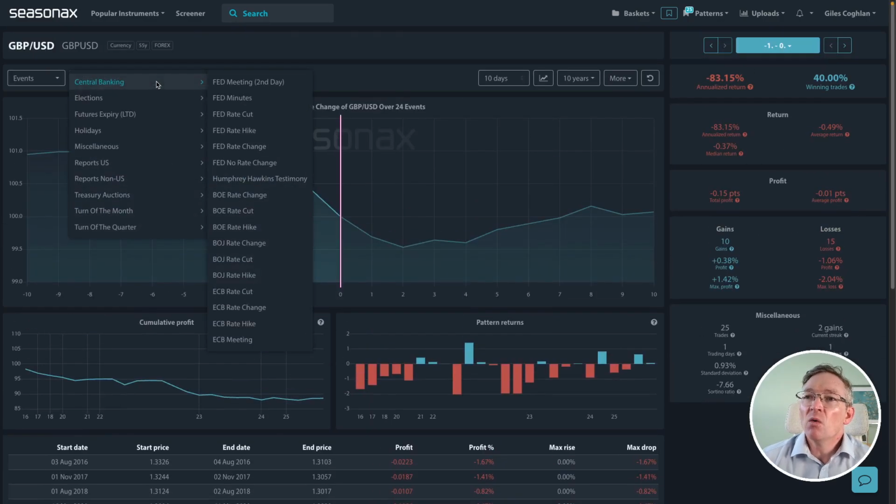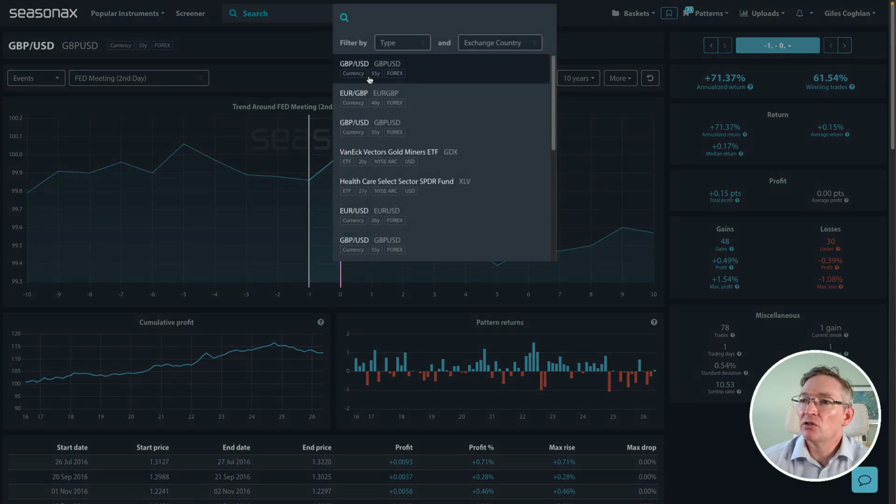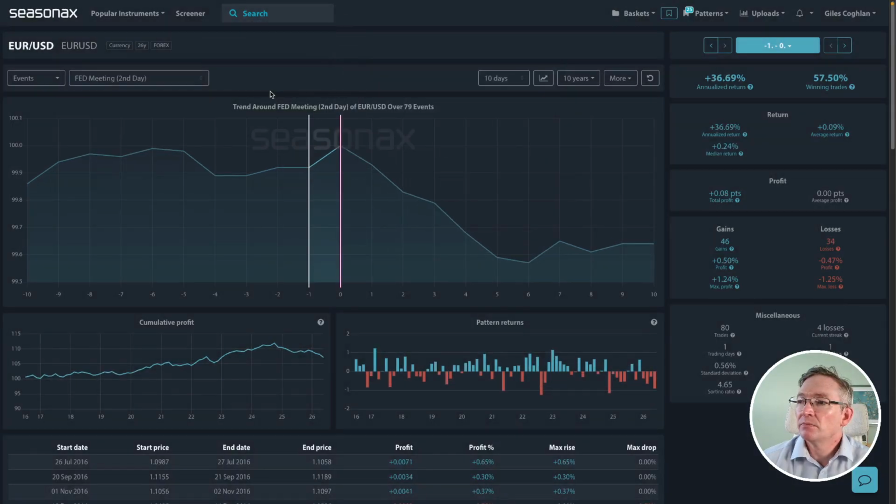So let's say we want to look at the Fed rate change. So here's the Fed meeting. And we want to see, okay, pound dollar, you can see the maximum gains, maximum fall over a Fed interest rate decision. Well, let's compare that to the euro dollar. Oh, okay, euro dollar maximum gains 1.24%, maximum falls 1.25%.